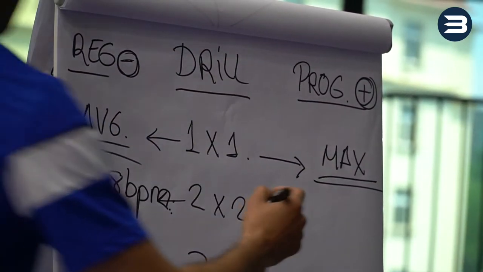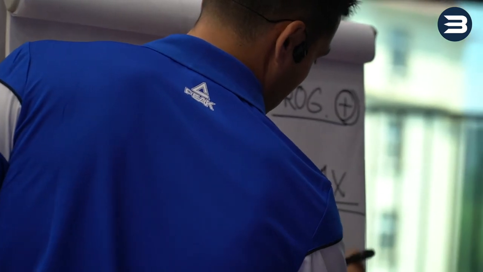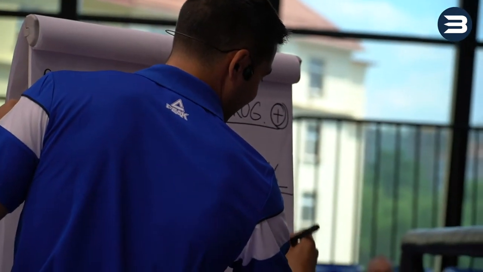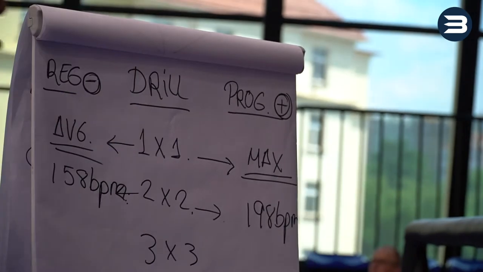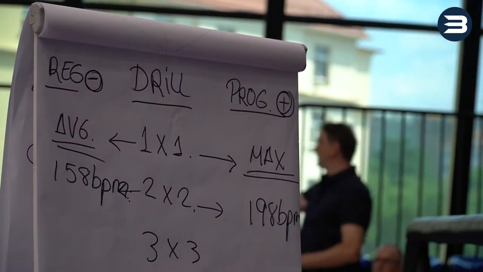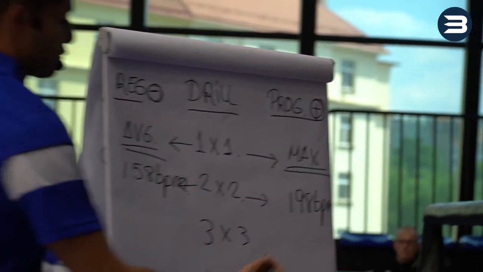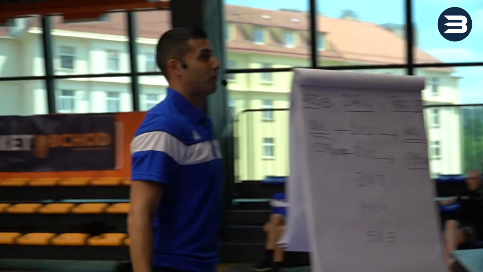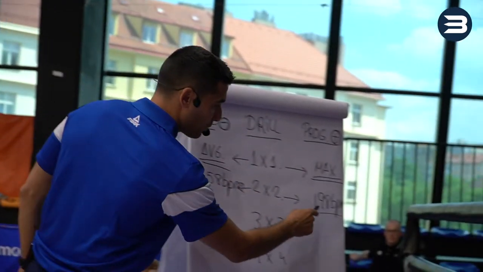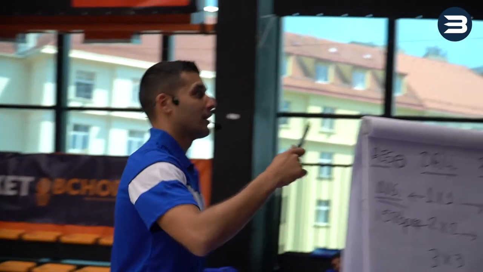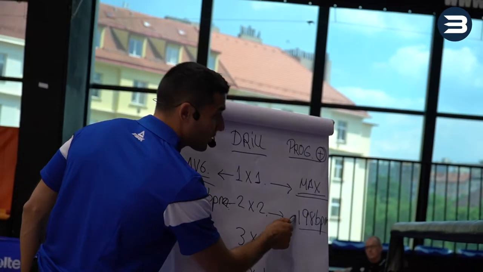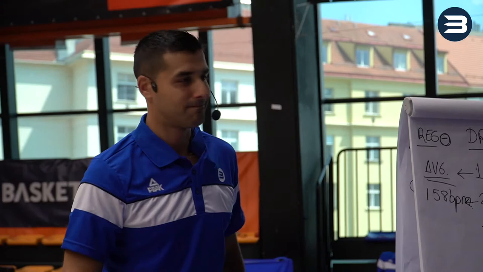Maximum is 198 beats per minute. That's the maximum. My player is not going to stay for very long here. He's not. But he's going to get to this point at some point in the game. If my player, during the practice, doesn't get here at any point during the practice, we are not practicing well. Not every day, but we need to know.